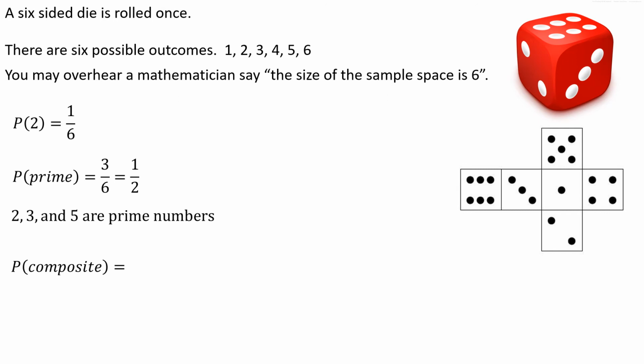Probability that you come up with a composite number. How many of those numbers are composite? Well, there's 2 of them. Right? 4 is composite because besides 1 times 4, there's also 2 times 2. 6 is composite because instead of 1 times 6, there's also 2 times 3. And of course, we reduce the answer if we can.